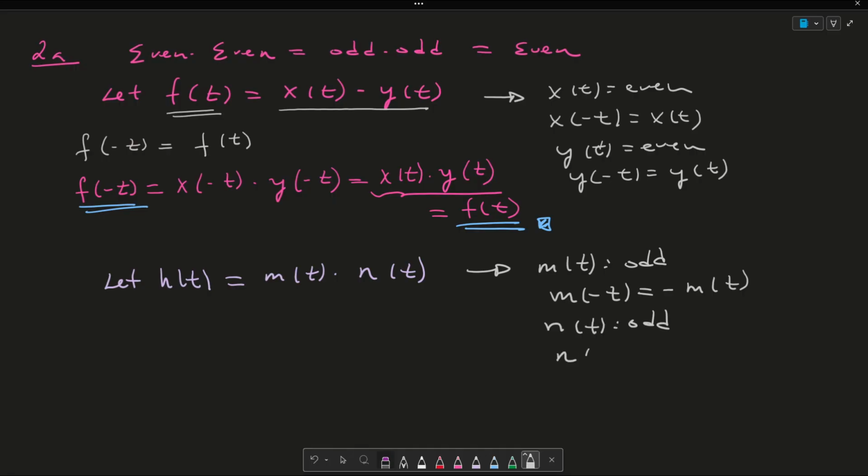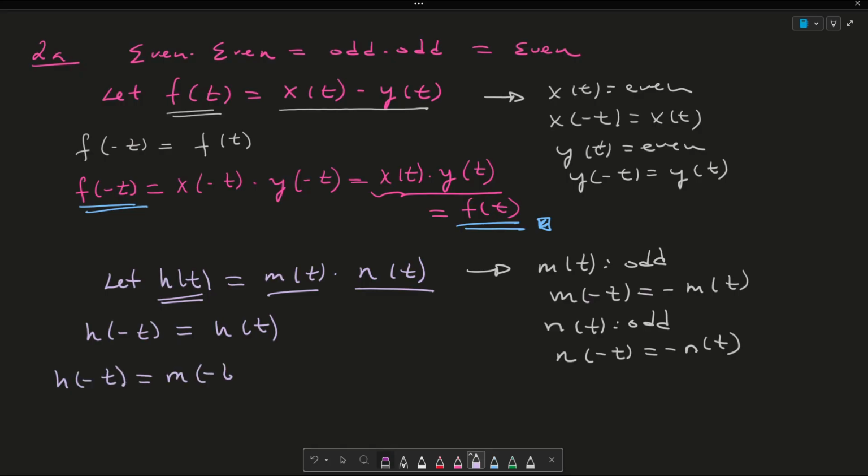So that means that n of minus t is equal to minus n of t. So then to prove that h of t, which is an odd times odd function, is an even function, we need to prove that h of minus t is equal to h of t. Okay, so h of minus t is m of minus t times n of minus t, which is equal to minus m of t times minus n of t.